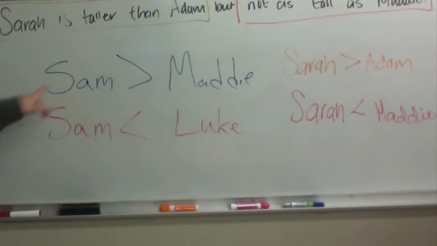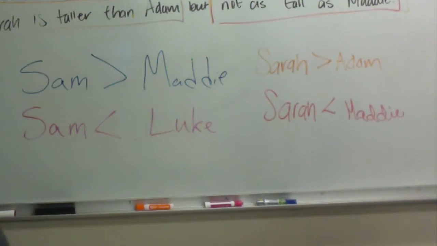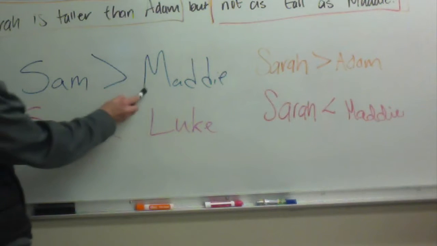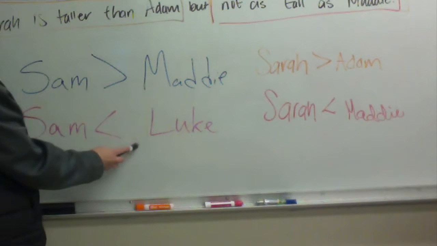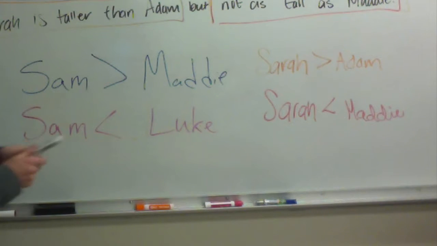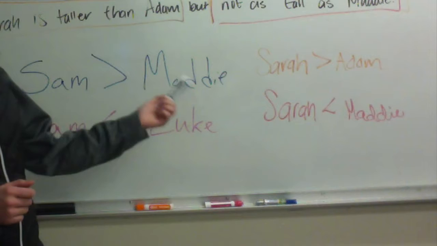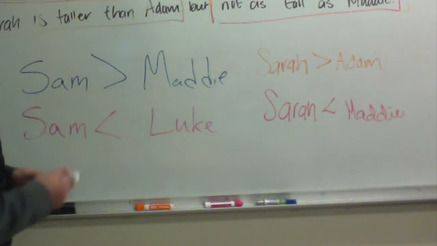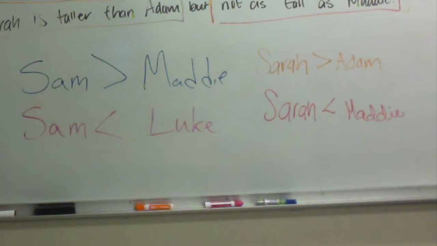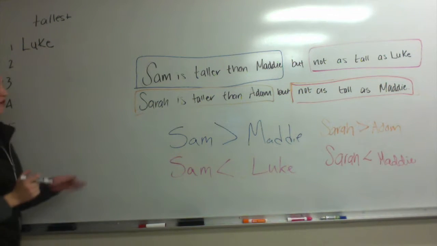So the first thing we're going to do is look at how all the greater than signs go. So there's quite a few. So Sam is in two of them, and Sarah is in two of them, and Maddie is in two of them. So Sam is taller than Maddie, but Sam's shorter than Luke. So we know he doesn't go on either end. We're going to try to find our ends first. We know Sam is shorter than Luke, but we don't have anyone that Luke is shorter than. So Luke must be our tallest student. We're going to put him down.